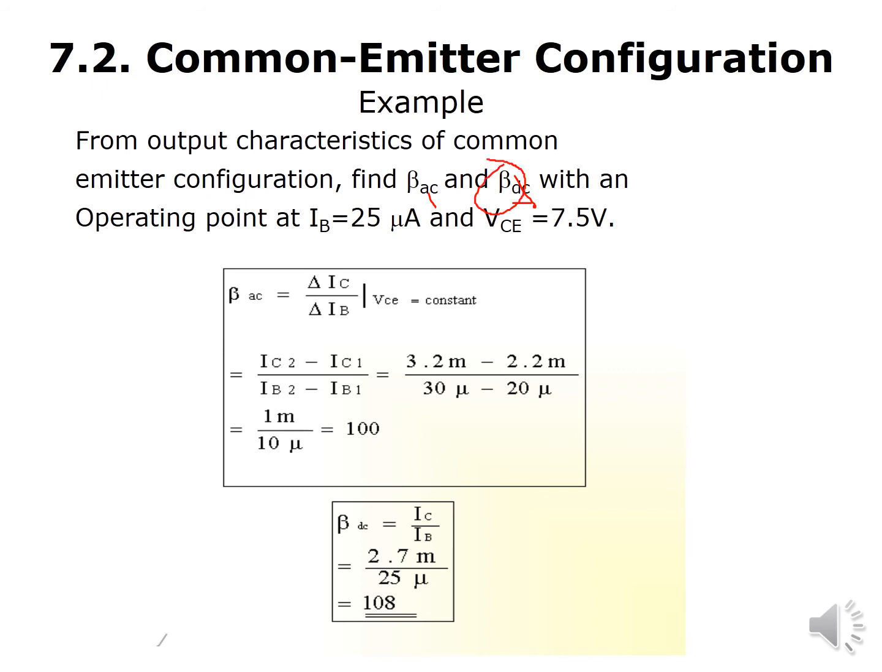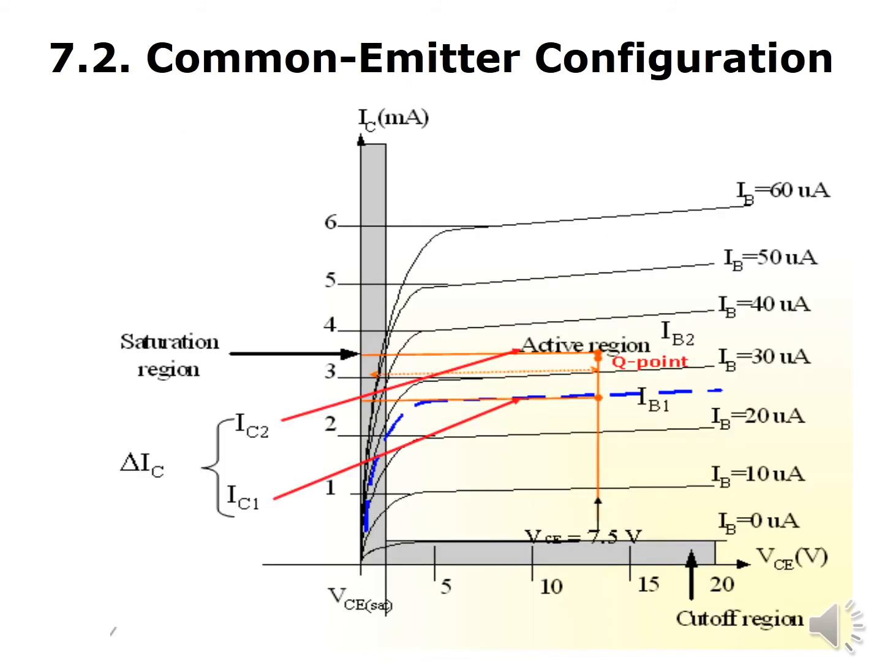With an operating point at IB equal to 12 microamps and VCE equal to 7.5, beta is IC over IB. At that operating point, this is the change in IC, and this is the change in IB. We are taking our measurement from that graph. But in our case, we'll mostly just give you the values, then you do the calculations.